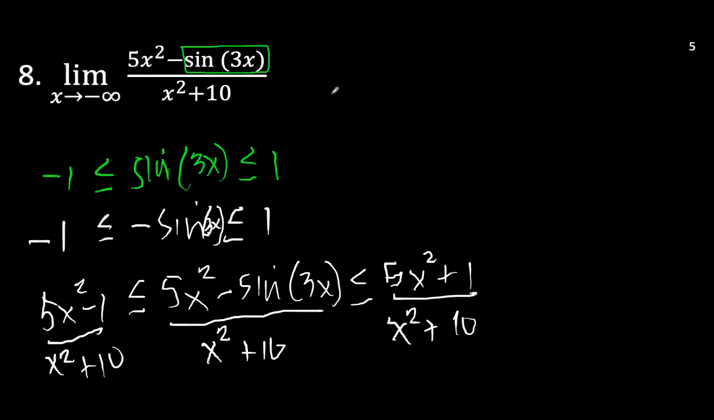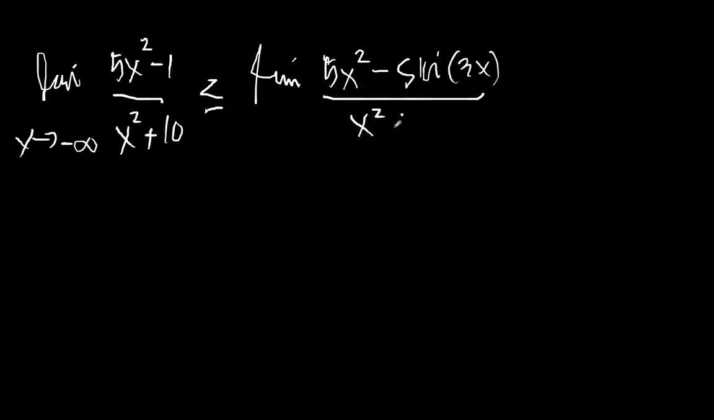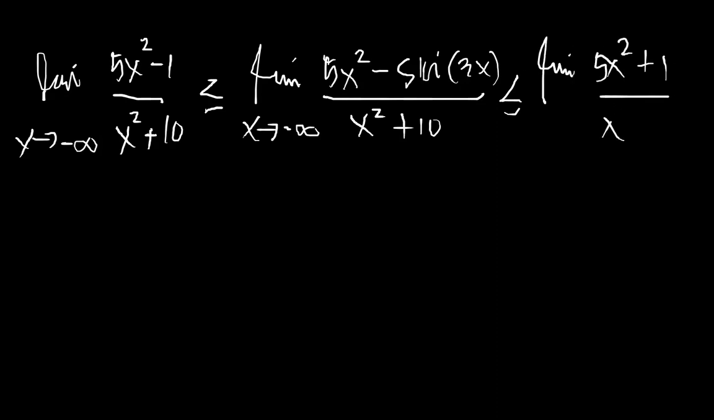Okay, and we're now ready to take the limits of the terms. So that's the limit of 5x squared minus 1 all over x squared plus 10, as x approaches negative infinity, is less than or equal to the limit of 5x squared minus sine 3x all over x squared plus 10 as x approaches negative infinity, is less than or equal to the limit of 5x squared plus 1 all over x squared plus 10 as x approaches negative infinity.